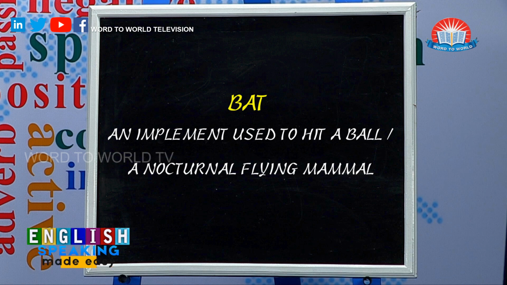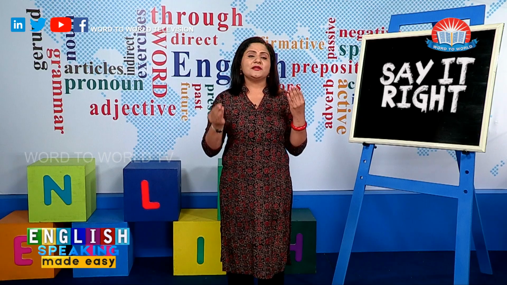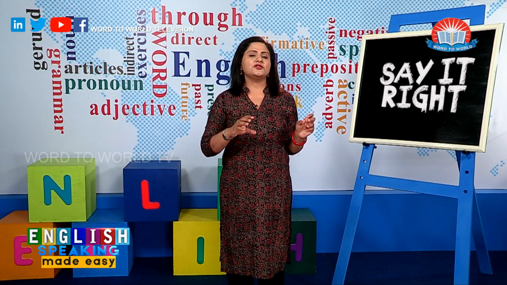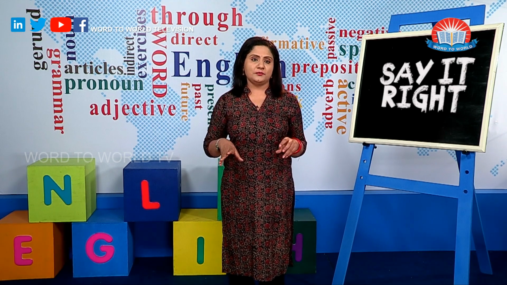You have a ball and a bat, but bat can also be a nocturnal flying animal. That animal is also called a bat. So, if you see, there are many words which can have two different meanings, but the same spelling and the same pronunciation. That is the distinction between what you call a homonym and a homophone.